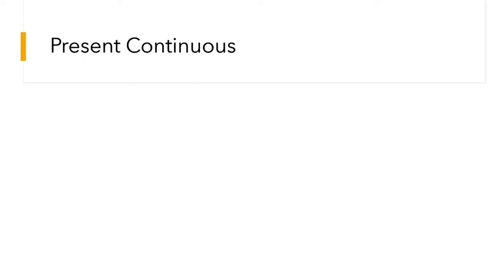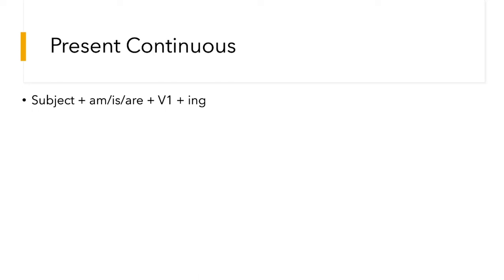Now let's talk about present continuous. And the formula here: subject plus am or is or are plus the first form of the verb plus ing. That means it's a gerund that we use after am, is or are.